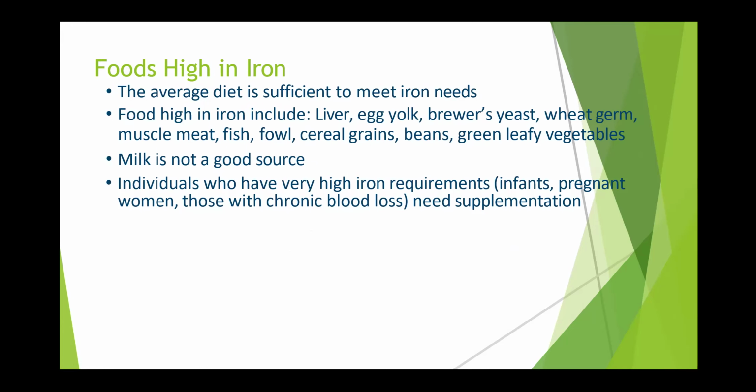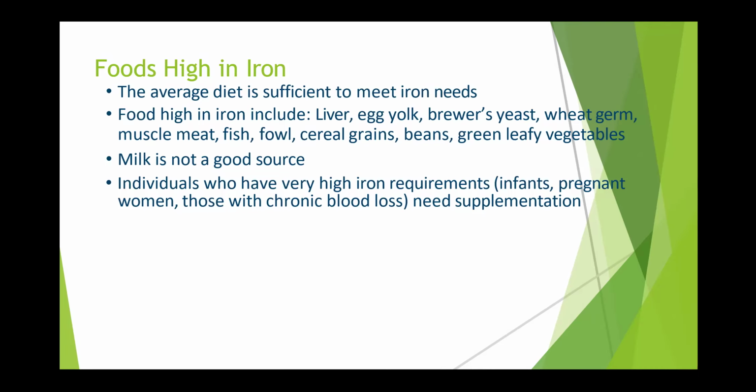So if you have an average diet, doesn't even have to be a great diet, but an average diet, you should be able to meet the needs of your body for iron. So what kinds of foods are high in iron? Remember, iron is found mostly in things like organs, right? Organ meat. So liver is loaded with iron. Egg yolks, brewer's yeast, wheat germ, muscle meat, fish, fowl, cereal grains because they're fortified, beans, and green leafy vegetables. Not so much milk. Okay.